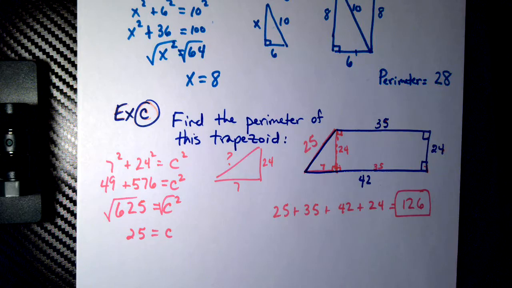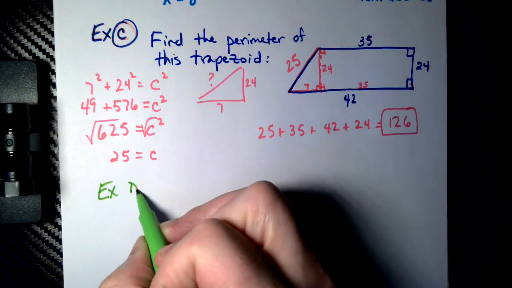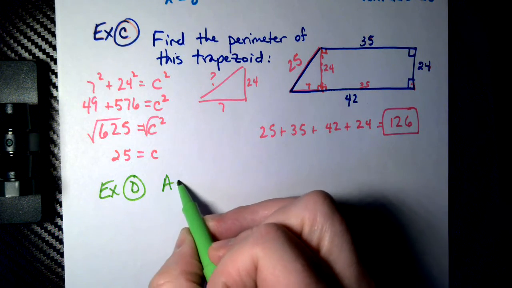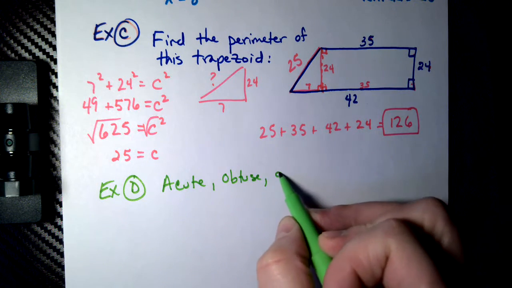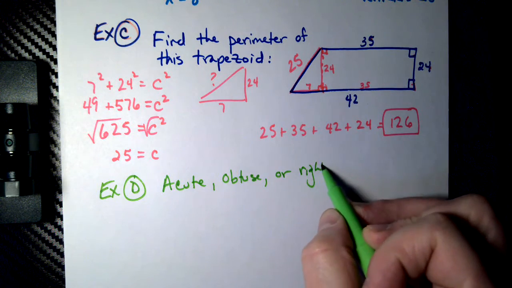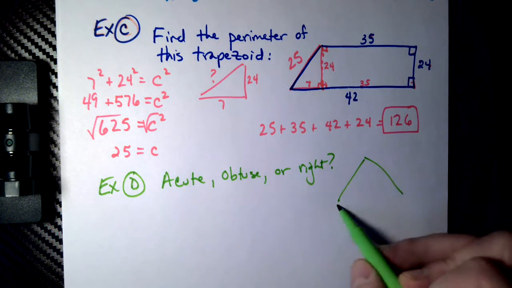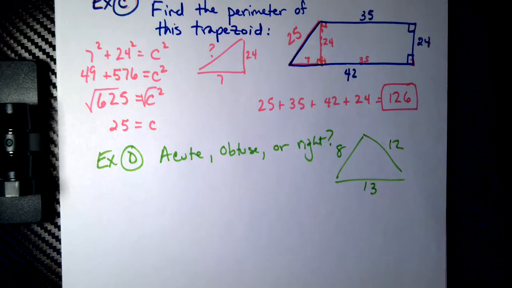Get another pen here. Let's try another example. Example D. Acute, obtuse, or right. What kind of triangle is it if it's got sides that look like an 8, a 12, and a 13? And I'm making it look acute, but I really don't know what kind of triangle it is.